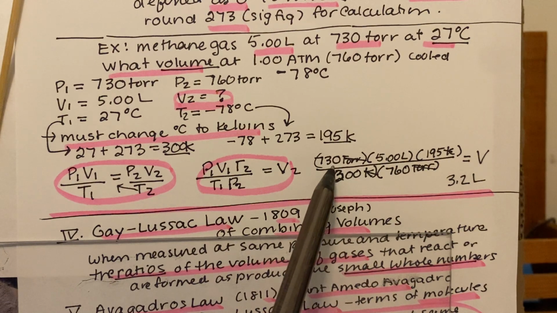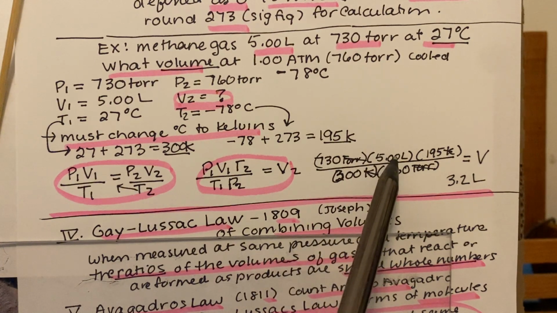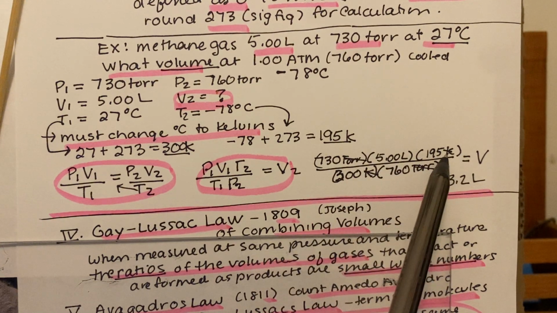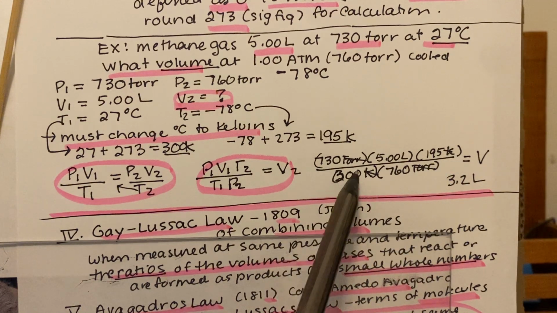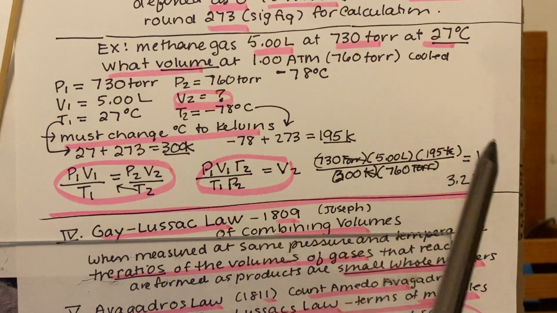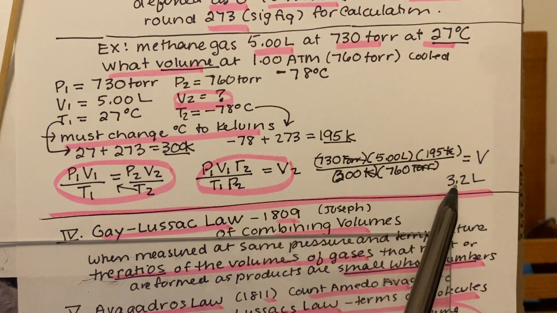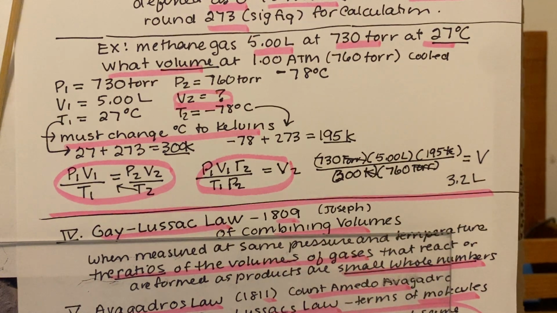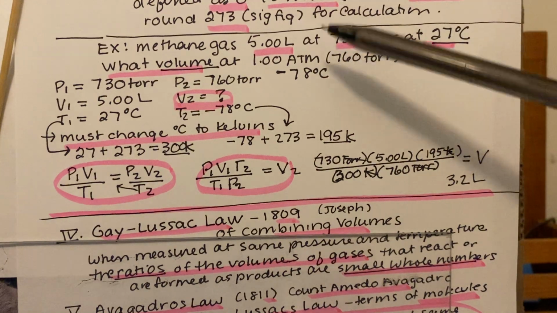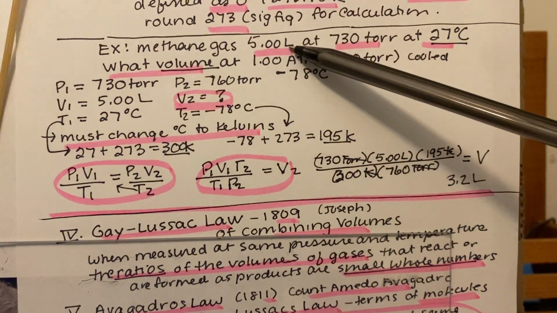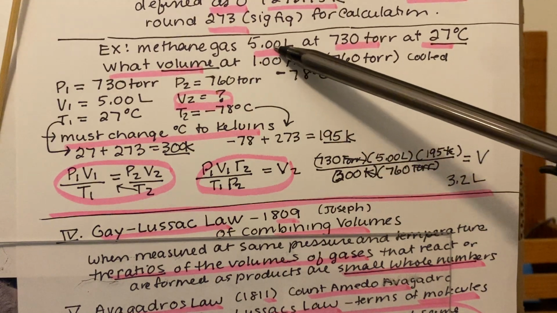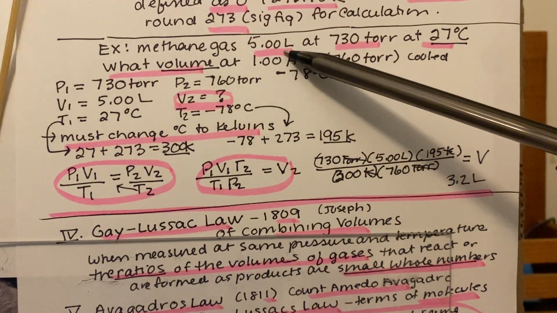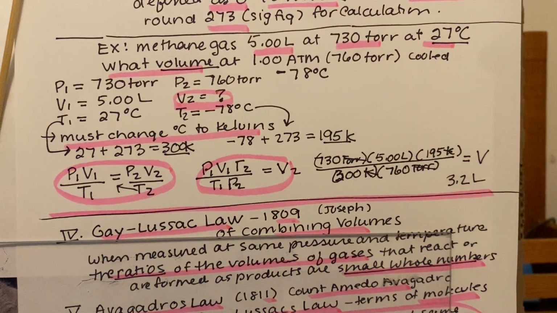So you say 730 times 5 times 195 divided by 300 times 760. You've got to do this on your calculator and you'll get 3.2 liters. So we look up here, and what we're looking for, the methane gas at 5 liters, we want to know when it's cooled what the volume is. The volume's going to be 3.2 liters.